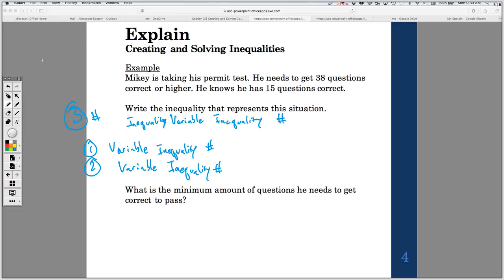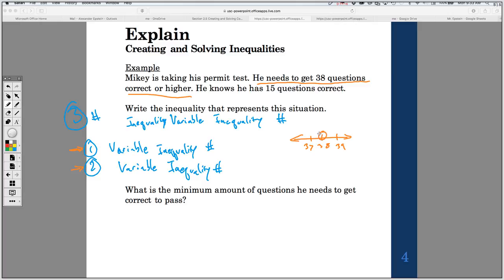All right, so let's look at this. Let's approach it by finding two statements about this. Mikey is taking his permit test. He needs to get 38 questions correct or higher. If I look at the first one, I can make a visual. I say 38. What number is to the left? 37. What number is to the right? 39. Is it equal to 38? Yes. So I'm going to circle and shade.